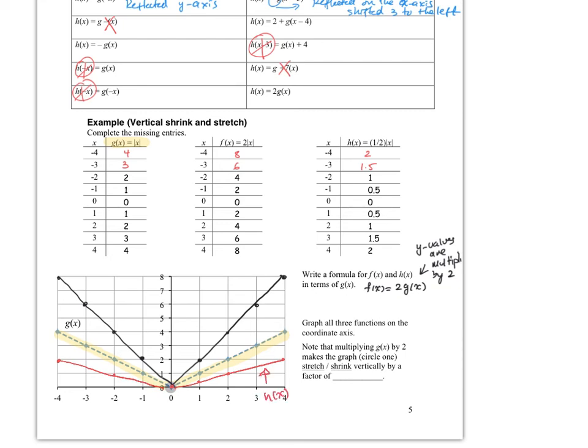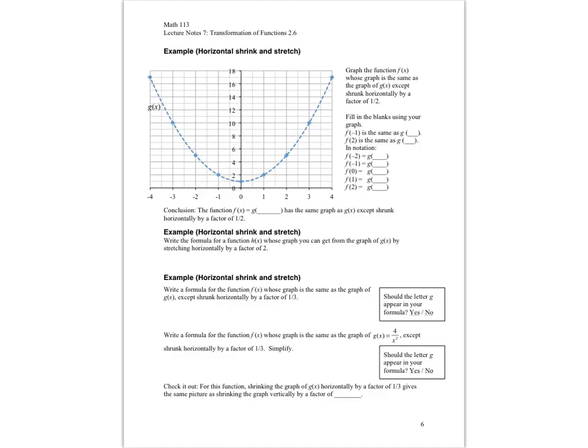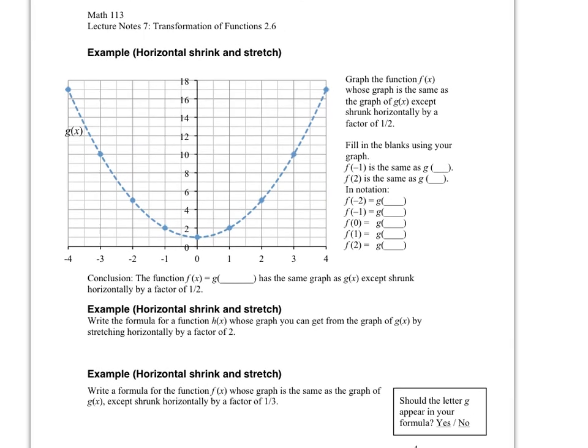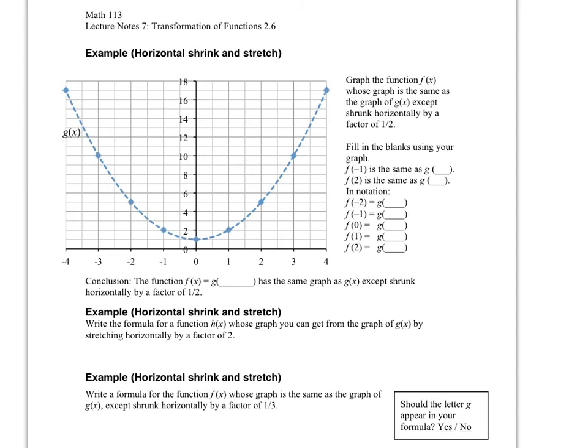And you can see how that one has been shrunk vertically. So therefore, h of x is going to be equal to 1/2 whatever g of x was. So therefore, know that multiplying g of x by 2 makes the graph stretched vertically by a factor of 2. Alright, so now let's look at horizontal shrinking and stretching.